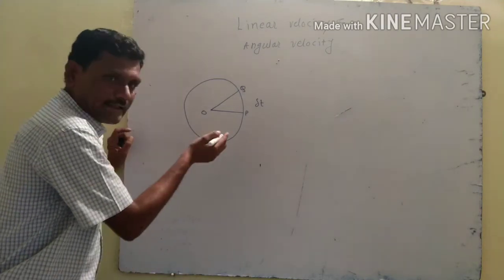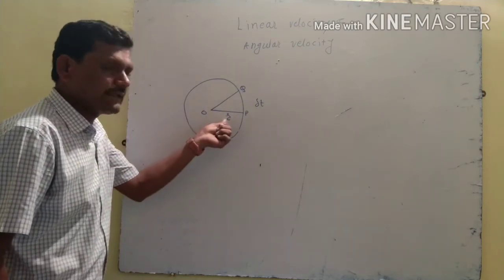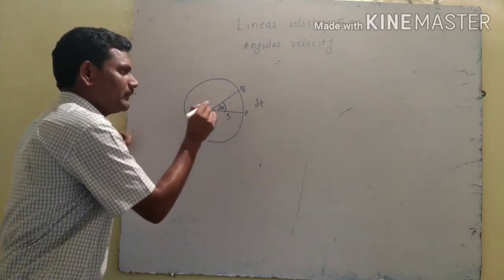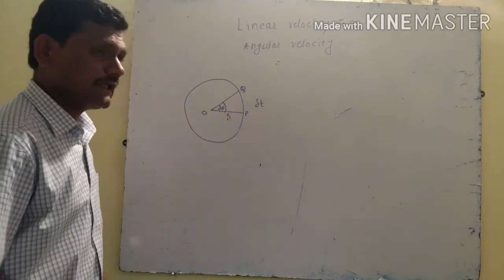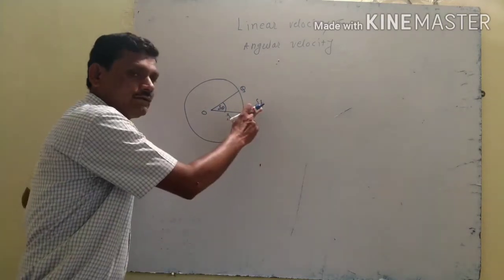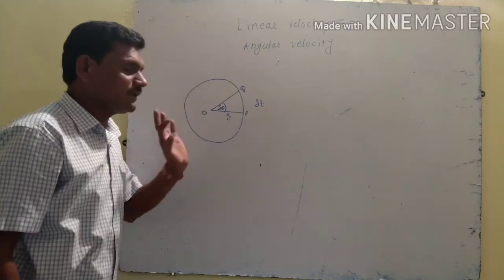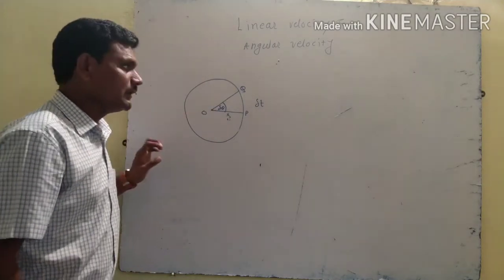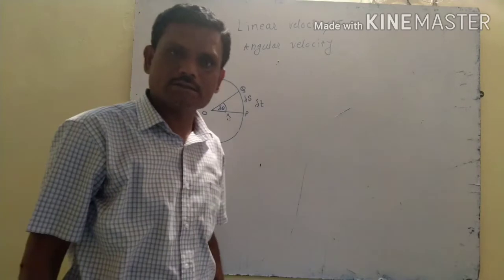Suppose in this time delta t, when the particle is moving from P to Q position, the radius that is equal to OP, called the radius vector, traces the angle delta theta in the time delta t. Therefore, when the particle moves from P to Q in time delta t, it makes the angle delta theta, which is called the angular displacement. Suppose this PQ arc of the circle is called the linear displacement of the particle, which is denoted by delta s.